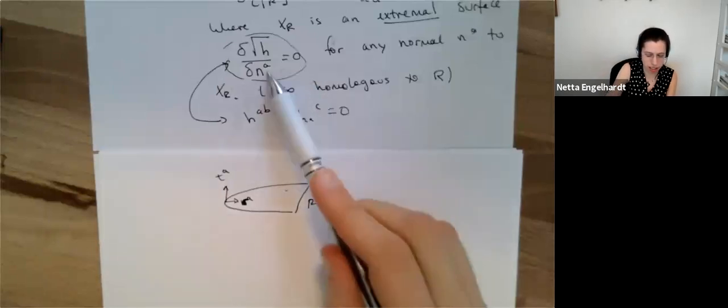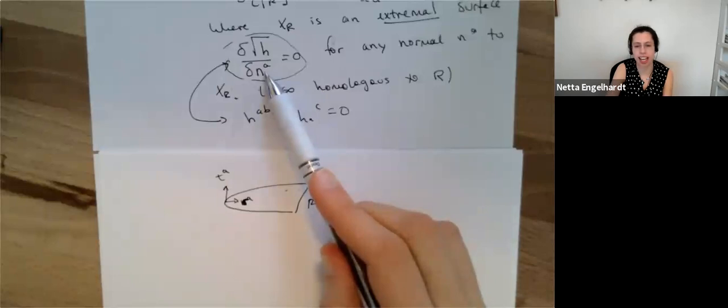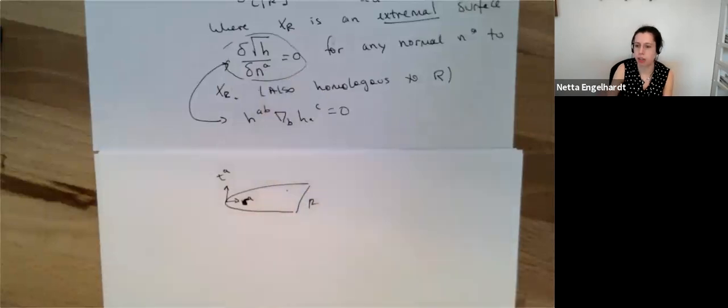And so this n here is not a special vector anymore. It's just anything that's normal to the surface. That's kind of how you make this covariant. You promote n from being the normal one on a static slice to being any normal in the spacetime.